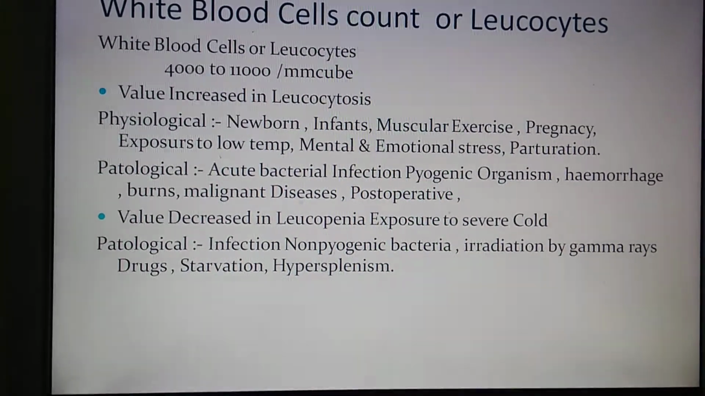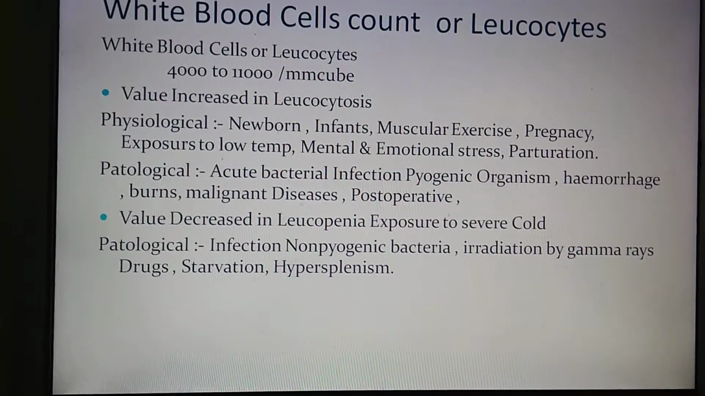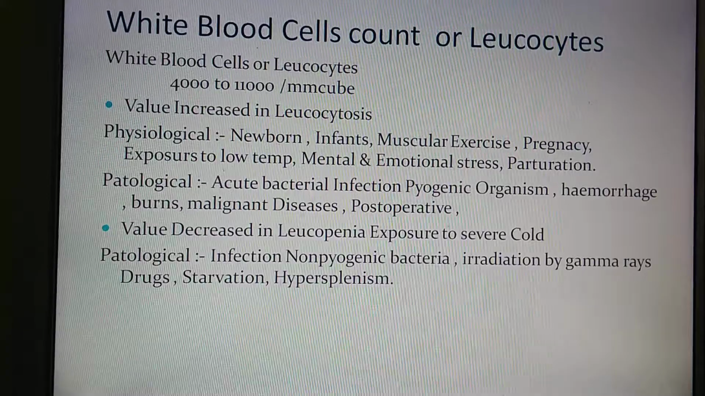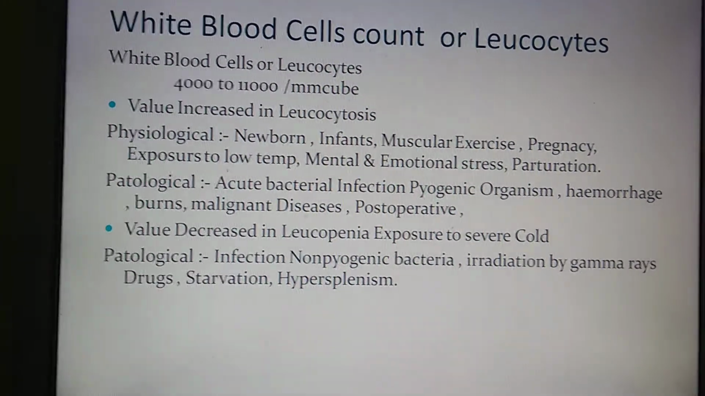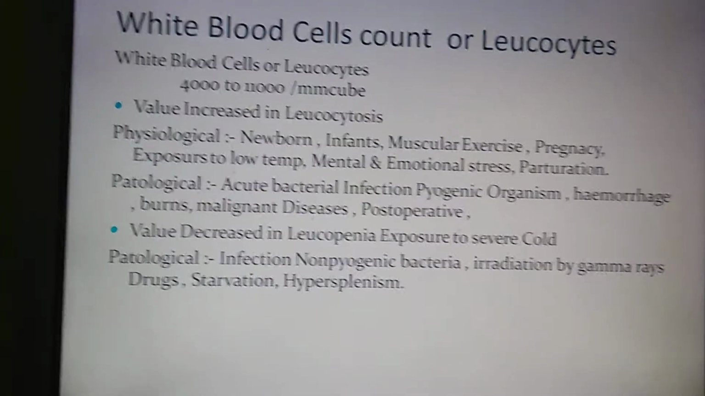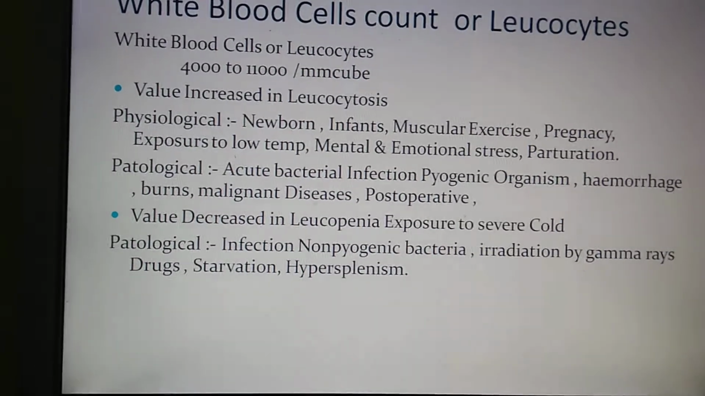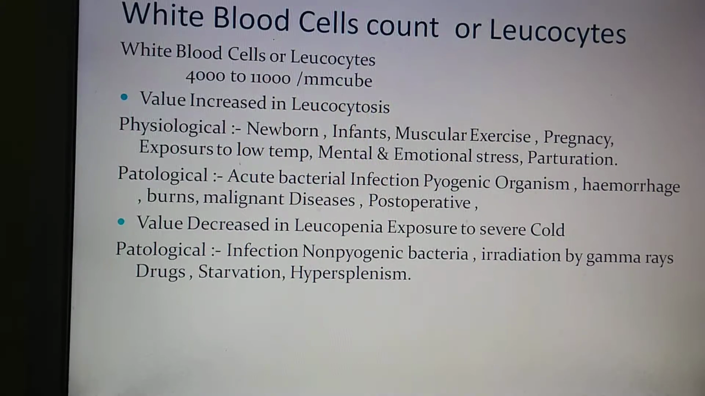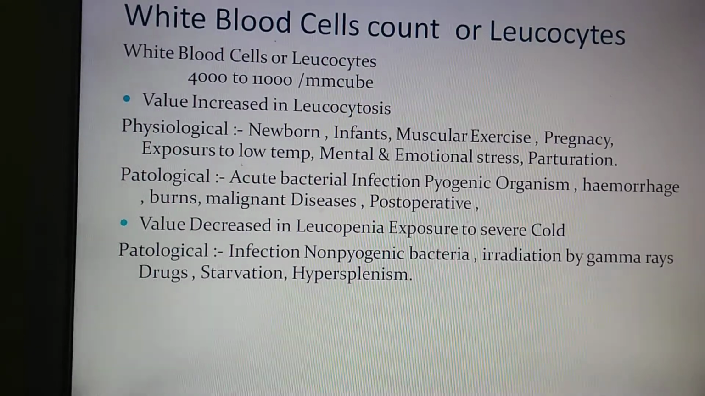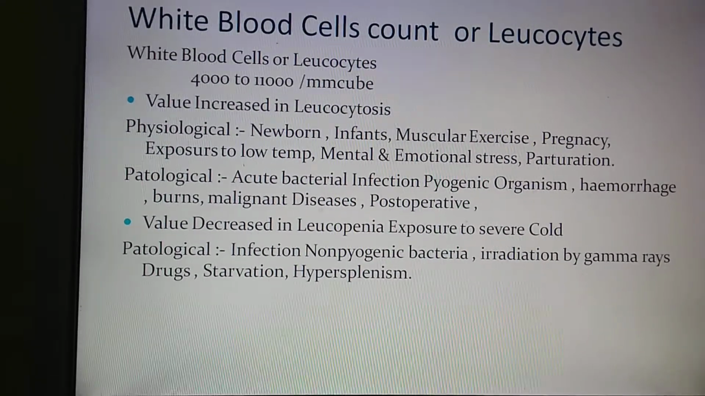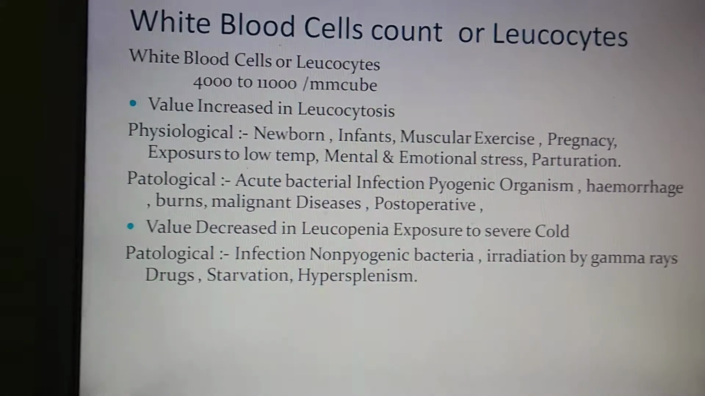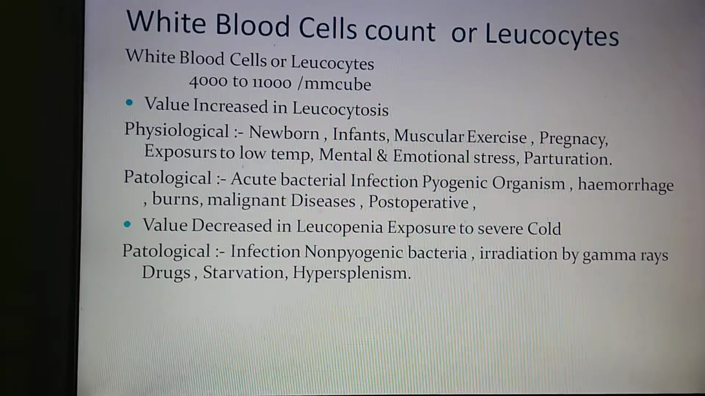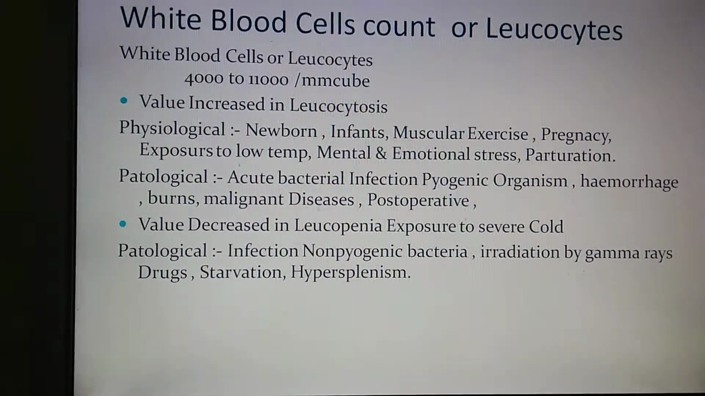Pathologically, leukocytosis occurs after acute bacterial infection, pyogenic organisms, hemorrhage, burns, malignant disease, or post-operative conditions. This value decreases in a condition known as leukopenia after exposure to severe cold. Pathologically, it occurs after infection with non-pyogenic bacteria, irradiation by gamma rays, drugs, starvation, hypersplenism.